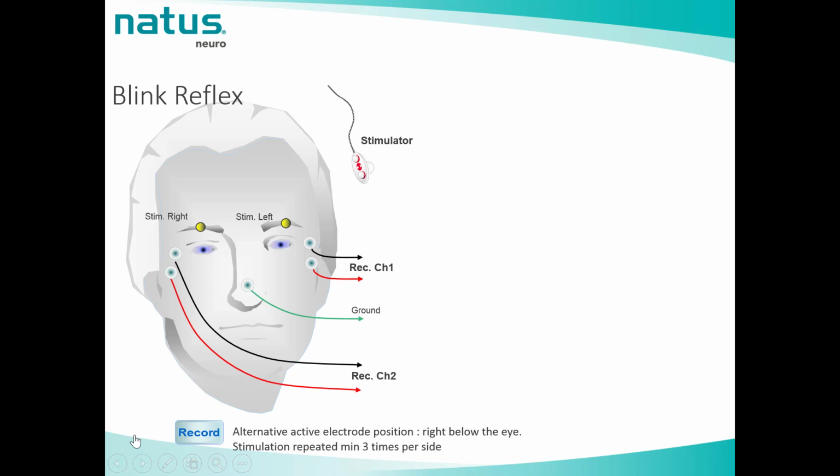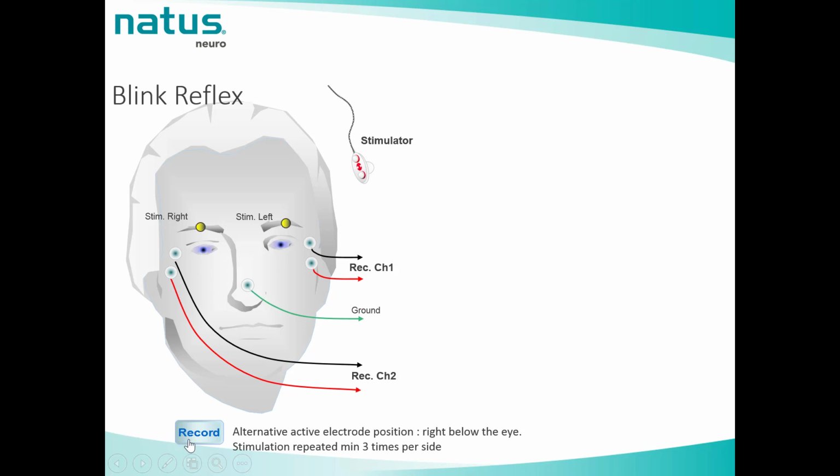The stimulator will be placed with the cathode over the supraorbital notch, which we can feel if we pass our finger over our eyebrow. We can feel one placement with a little cavity and a slight pain. That's where we need to place the cathode of our stimulator and the anode above on the forehead.